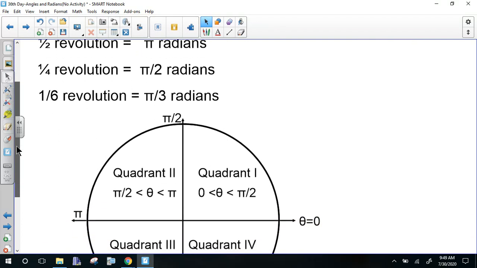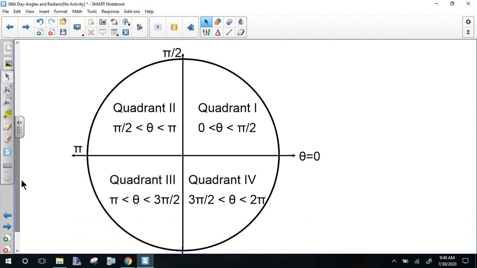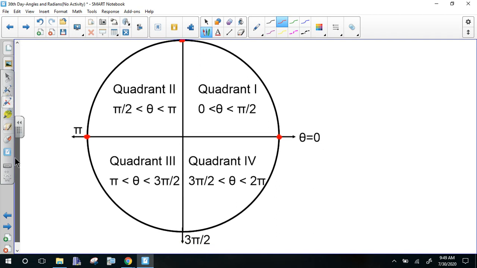And this is what it would look like if we were to draw the circle and label the major points on the axis. Here's pi over 2, that's a fourth of the way around. Here's halfway around. Here is 3/4 of the way around, all the way back to the starting point, which is 2 pi. So 1 revolution is 2 pi.